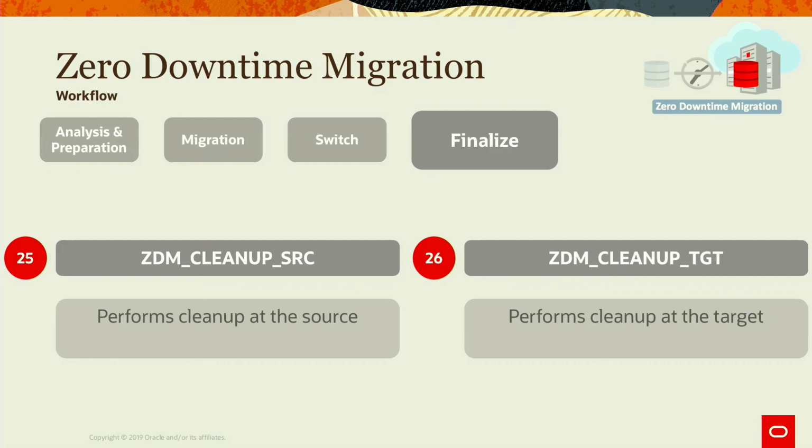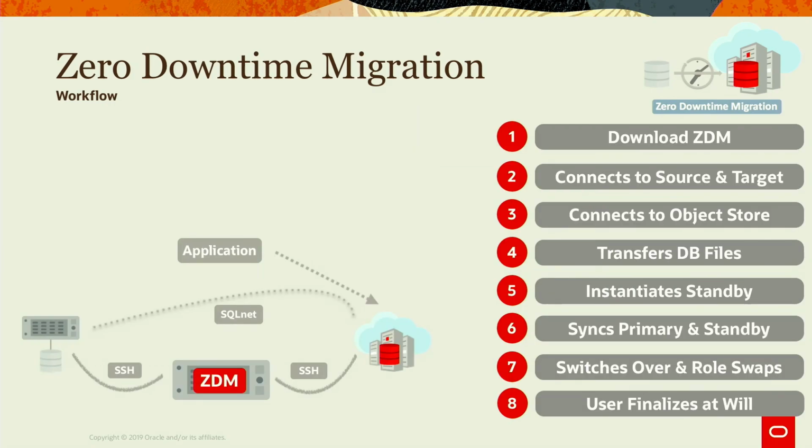And finally, we perform a cleanup, meaning all the ZDM helper modules, any connectivity, everything that has to be set up for ZDM to work. We clean up the source, and then we clean up the target. As I told you, this is basically the 8 steps, right? So all the 26 operational phases that I mentioned happen actually in a more summarized fashion here.